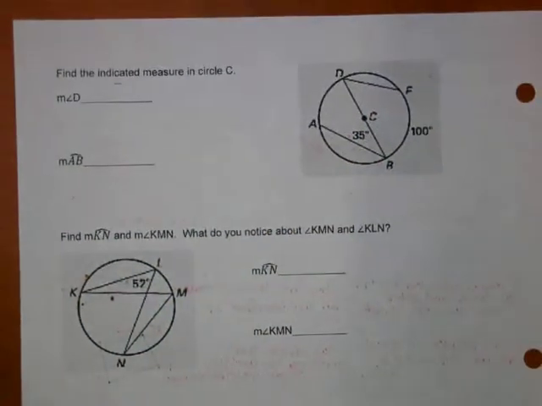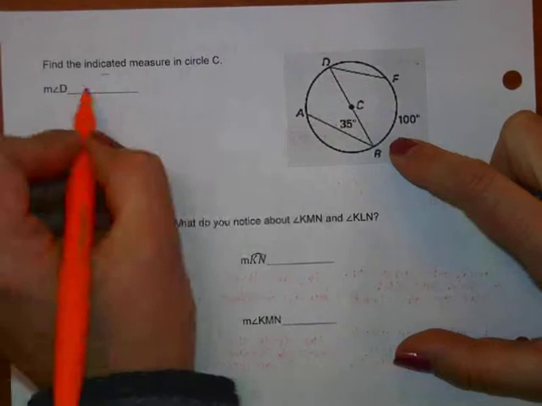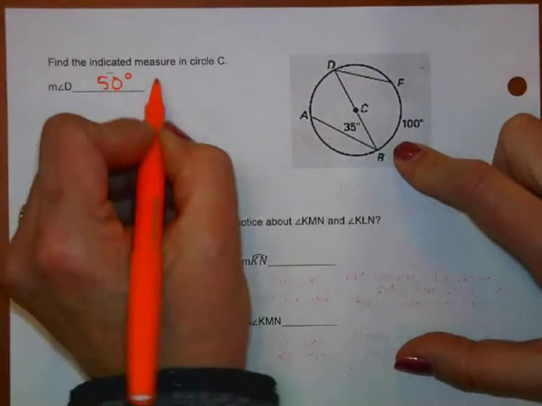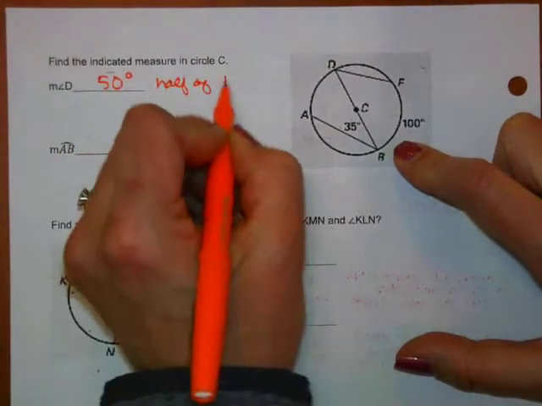Oh, wouldn't this one be half of 100? It is. It's half of 100. It's half of the arc measure. So it's going to be 50 degrees. Half of 100.